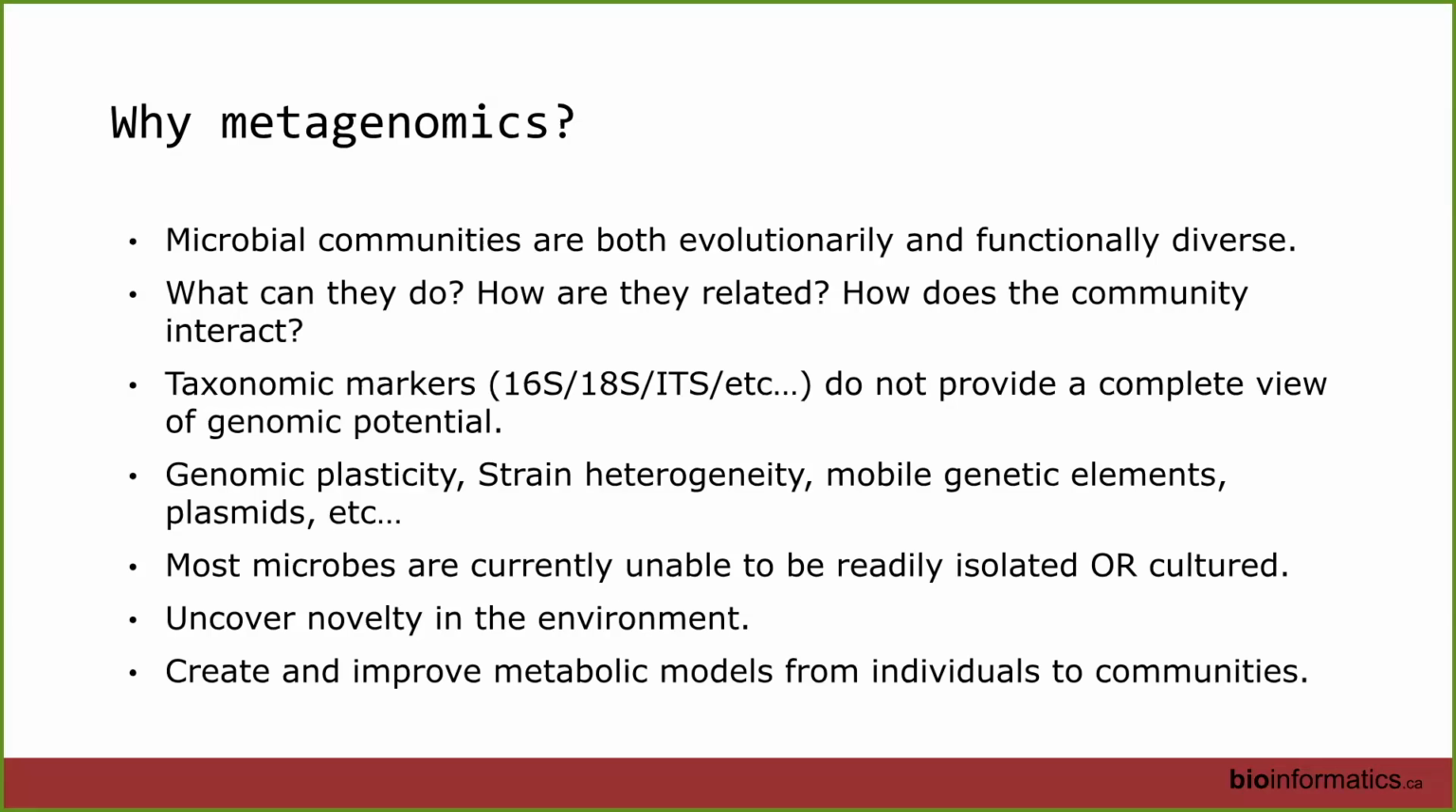Taxonomic anchors such as the 16S amplicon, 18S, ITS, and so forth, are very, very helpful, but they do not give you a complete genomic view and a larger view of the complexity within a microbial community. That includes genomic plasticity, strain heterogeneity with respect to strains that are closely related to each other, transfer of mobile genetic elements, the plasmids that are found within certain types of microbes and other unicellular eukaryotes.